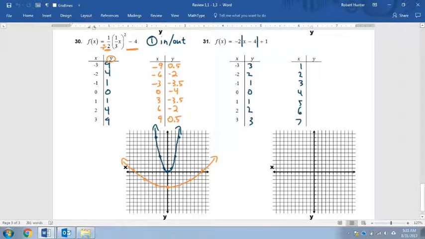Okay? Outside, we have a multiply by negative 2 and an add 1. So negative 3 times negative 2 is 6 plus 1. 3 times negative 2 is negative 6 plus 1 is negative 5. 2 times negative 2 is negative 4 plus 1 is negative 3. 1 times negative 2 is negative 2 plus 1 is negative 1. 0 times anything is 0 plus 1 is 1. And then an absolute value mirrors on the other side.